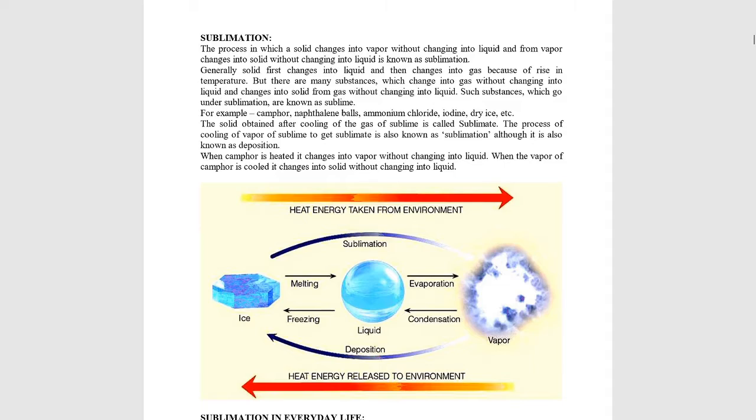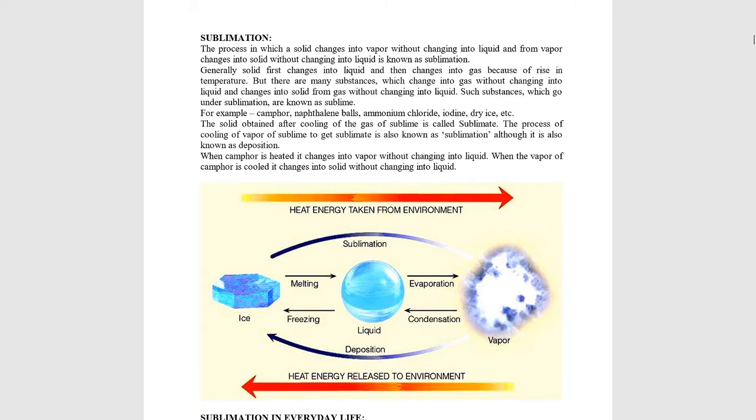For example, camphor, naphthalene balls, ammonium chloride, iodine, dry ice. Dry ice is nothing but carbon dioxide, the dry form of carbon dioxide. We call it dry ice. The solid obtained after cooling of the gas of a sublime is called sublimate. The process of cooling of vapor of sublime to get sublimate is known as deposition. When camphor is heated, it changes into vapor without changing into liquid.